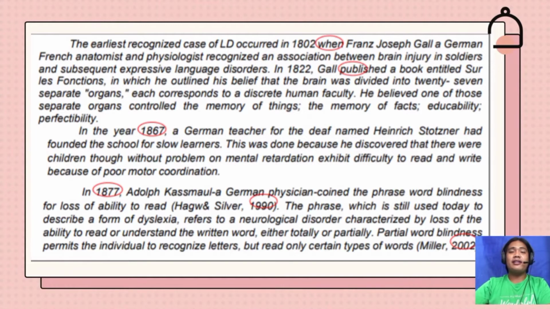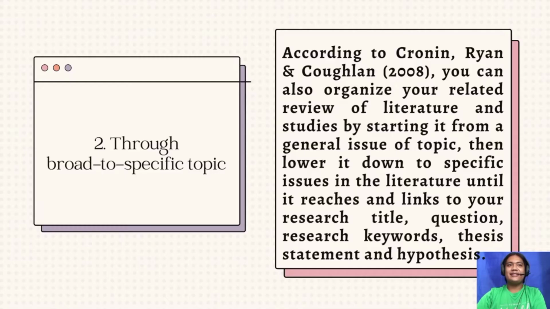I have here an example of a chronology of events. The circled years tell the chronological arrangement of events. That is actually a review of related literature through chronological order.